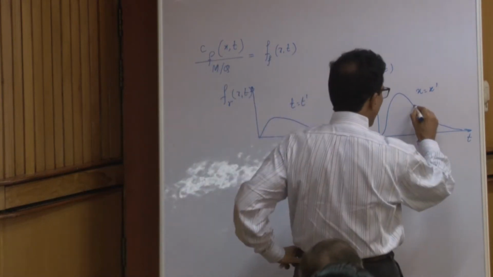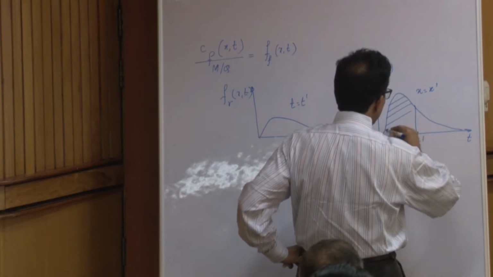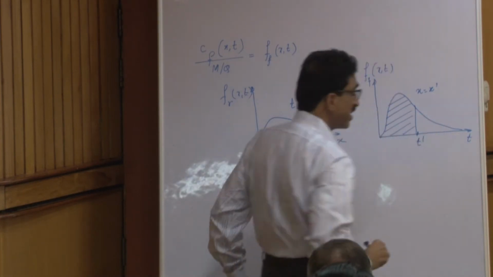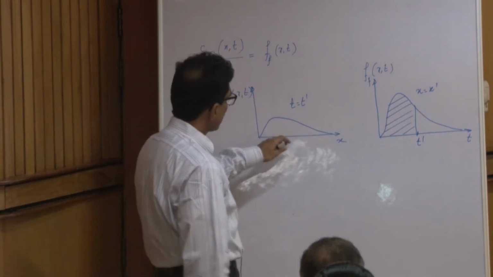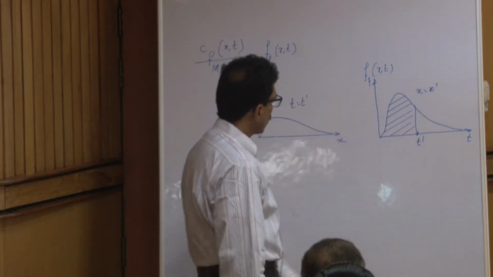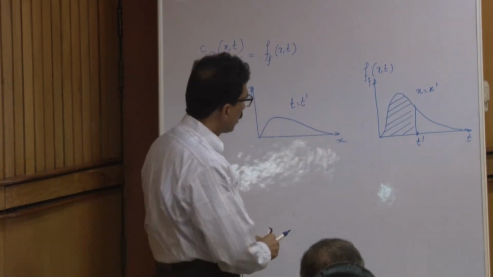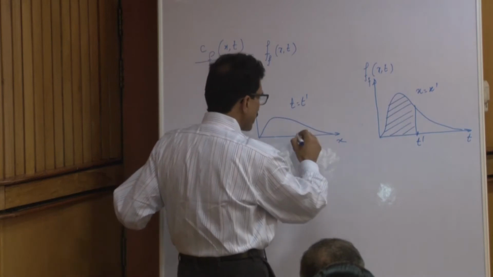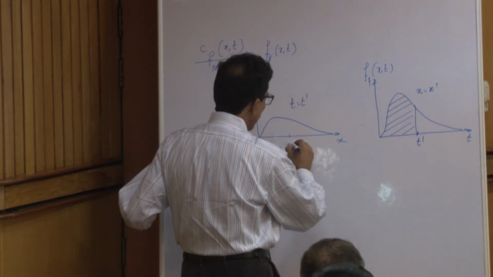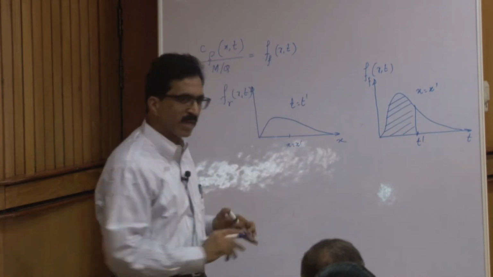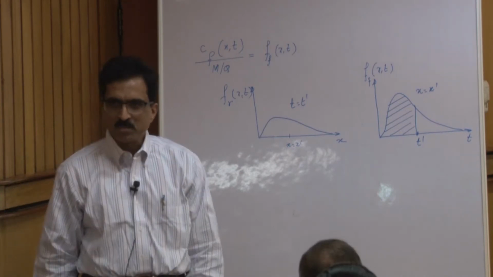Then, since this is a probability density function of travel times, at a location x equals x prime, at that location, let us say, and this is the x-axis, I think of this as x equals x prime. So I want to now relate these two quantities.